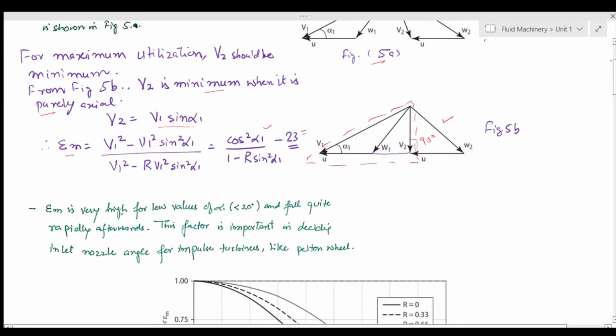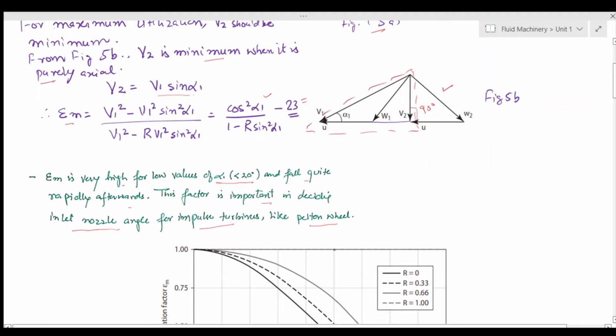Maximum utilization is very high for low values of alpha 1. यानी कि जब alpha 1 nozzle angle की बात कर रहे हैं, ये less than 20 degree है, तो utilization is very high, value for maximum utilization, and then it falls quite rapidly afterwards. And this factor is important in deciding inlet nozzle angle for impulse turbines. One of the impulse turbines for which you would do an experiment, or you might have already done the experiment in the lab, is Pelton wheel.